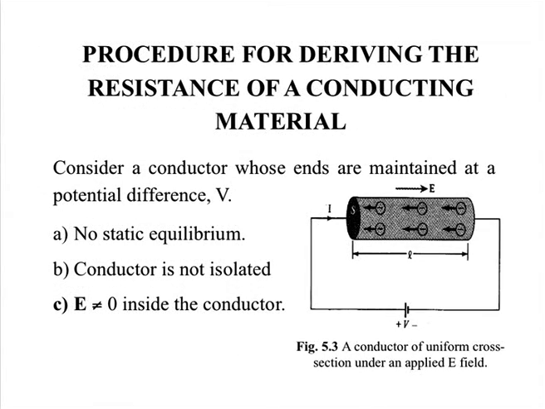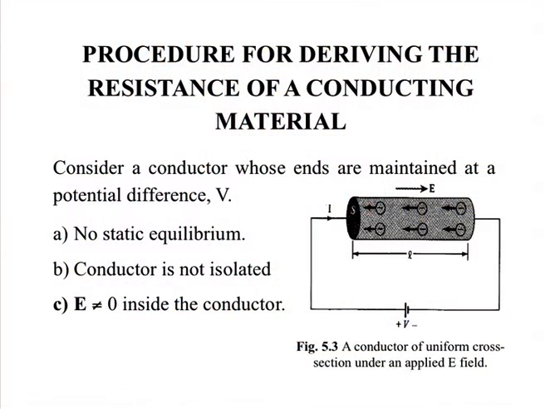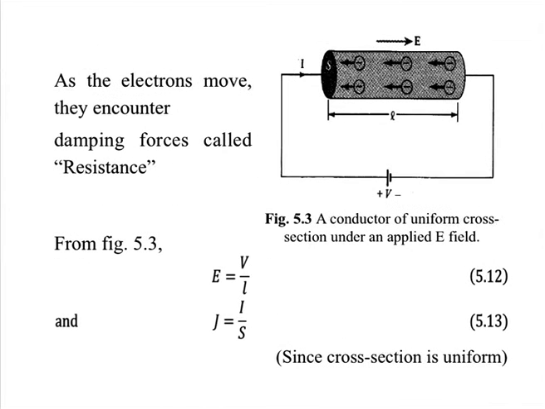Procedure for deriving the resistance of a conducting material. In the last case, the conductor was isolated, but in figure 5.3, the conductor is not isolated, it is connected with a battery, and therefore there is no static equilibrium, and the electric field inside the conductor is no longer 0. As the electrons move, they encounter damping forces known as resistance.